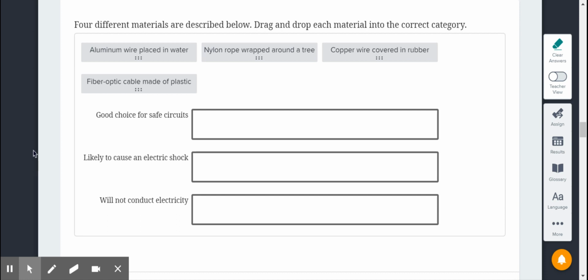So we have 3 different categories. One says that it's a good choice for a safe circuit, as in you're not going to get shocked. The second one is that it's likely to shock you. And the third one says that it won't conduct electricity, which means it's probably an insulator.